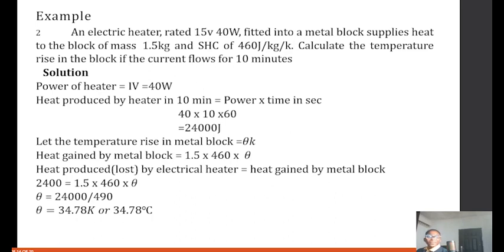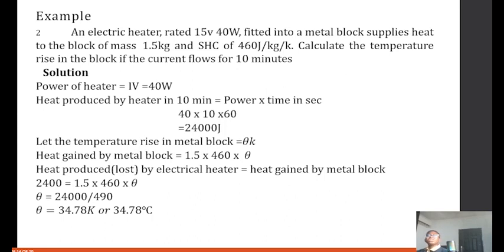Look at it now: an electric heater rated is fitted into a metal block. It is the electric heater that is going to be losing heat to the metal block. So the heat gained by the metal block is MC change in theta: the mass of the metal block, the specific heat capacity of the metal block, then the change in temperature that we do not know. The one that is losing heat also has its own mass multiplied by its own specific capacity.